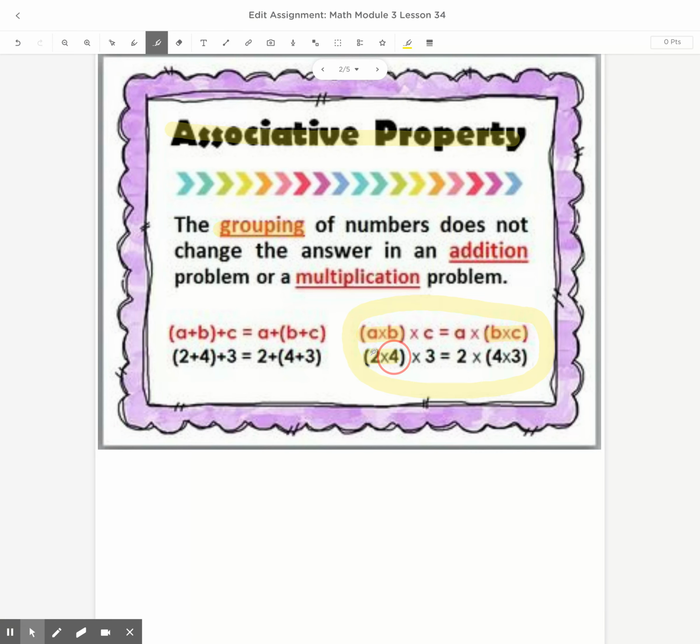They say that if you put the parentheses around 2 times 4, do that first, then times 3, it's the same thing as if you were to do 4 times 3 first, then multiply by 2. So basically with multiplication and addition, the associative property just says it doesn't matter what order you do it in, you're going to get the same answer.